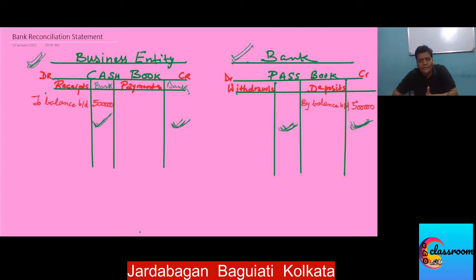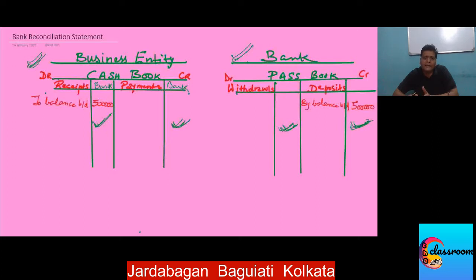Similarly, we may make some payments, we may issue checks, but the check has not been presented by the supplier into our bank account. So the bank has not withdrawn the amount from our account. So as a result, in the cash book there will be a credit entry for the payment, but in the passbook there will be no corresponding debit entry. So both the accounts at any particular point of time will not match.